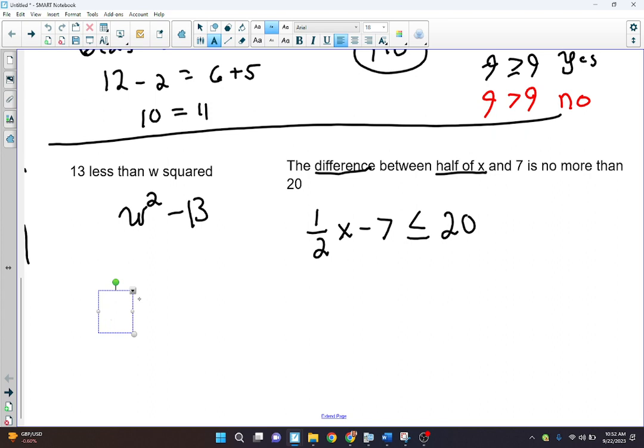As a reminder, sum is addition. Difference is subtraction. Product is multiplication. And quotient is division.